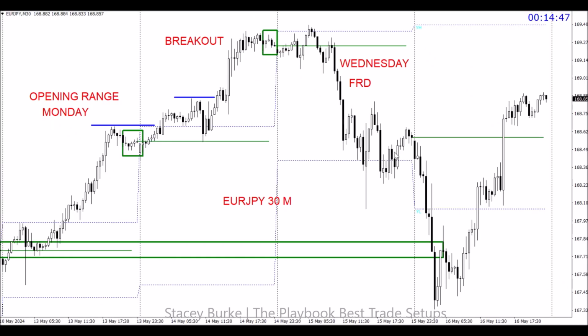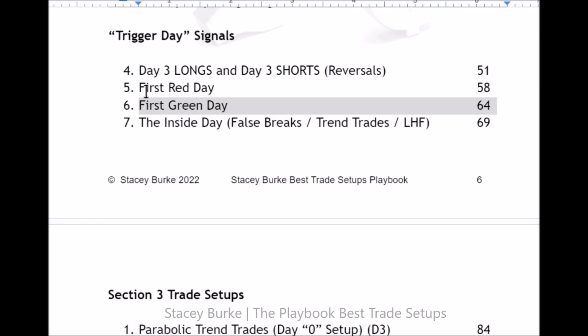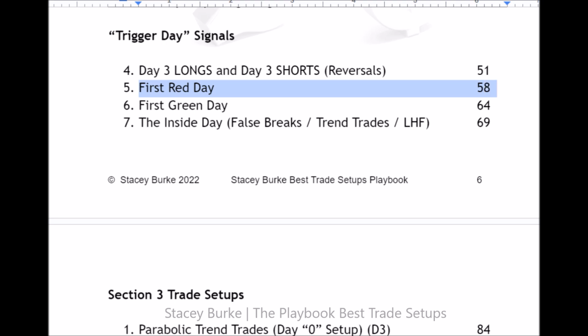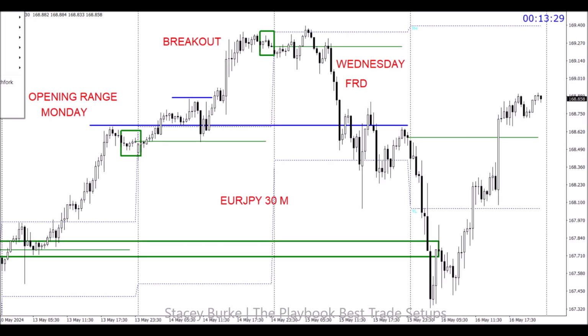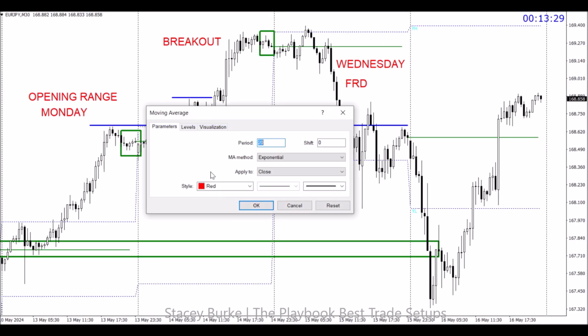Now at the close of Wednesday, we've closed back inside of Tuesday's range and also inside of Monday's opening range. But we've also closed now as a first red day. First red day, page 58 in the playbook. First red day is a longer time frame, 3-day setup opportunity.